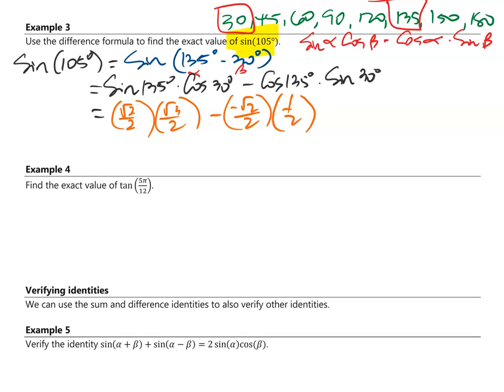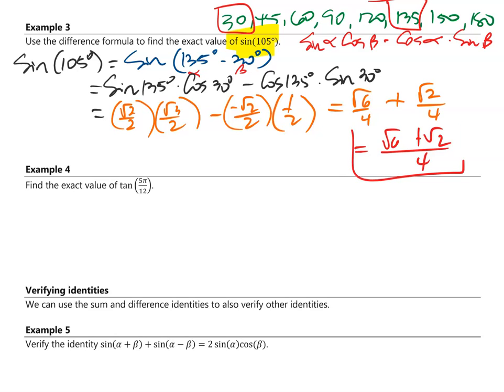So let's multiply this again. Square root of 2 times square root of 3 is square root of 6 over 4, minus negative, negative, that's positive, so square root of 2 over 4. So this is now equal to square root of 6 plus square root of 2 over 4.